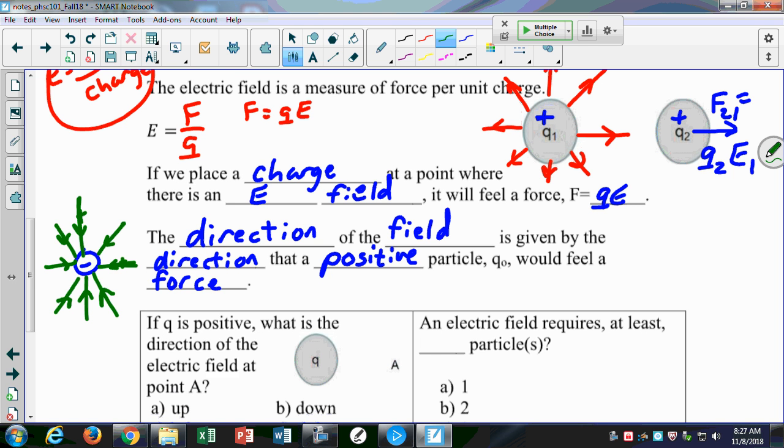I started with a negative particle right here. And I want to know what is the direction of the electric field around this particle. In order to determine that, I imagine a positive particle. And I put that positive particle here, or here, or here, or here. It's an imaginary thing. But you always imagine a positive? Always imagine a positive particle.